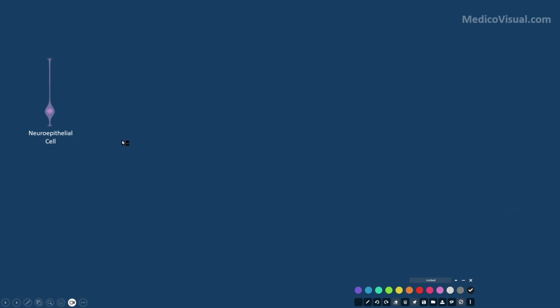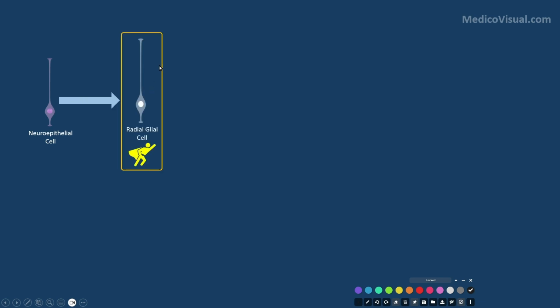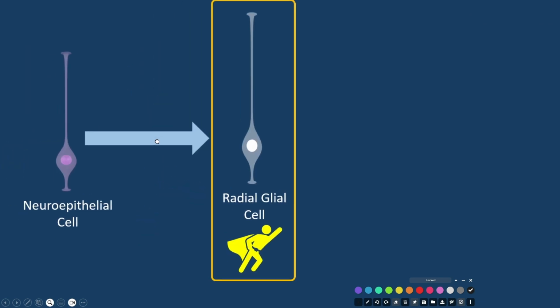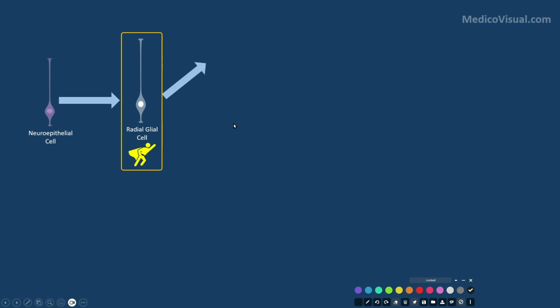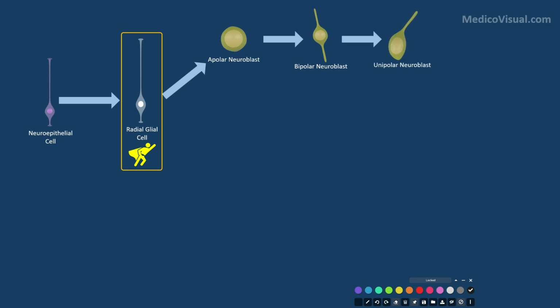So here we have these neuroepithelial cells, and they will be transformed into radial glial cells, which are the heroes of our show. Then these radial glial cells will form apolar neuroblasts, and then they will convert into bipolar neuroblasts, which will climb on these processes of radial glial cells like a monkey or snake, and ultimately they will reach their destination. Then they will lose one of their processes, and they will form lots of dendrites to form the mature neuron. That was about the formation of neurons.